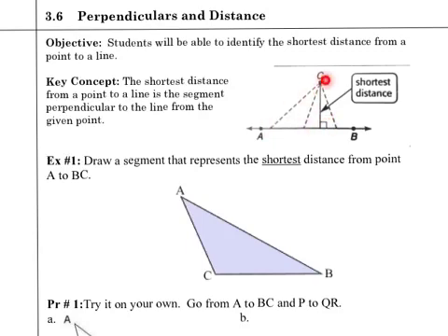So you got all these other lines, but you can tell that this distance here is the shortest distance. It's shorter than any of these lines. So that's it. You just need to know that that is the shortest distance.